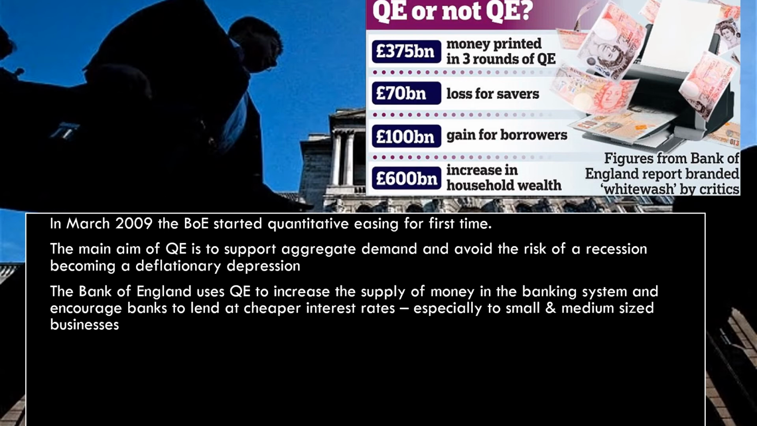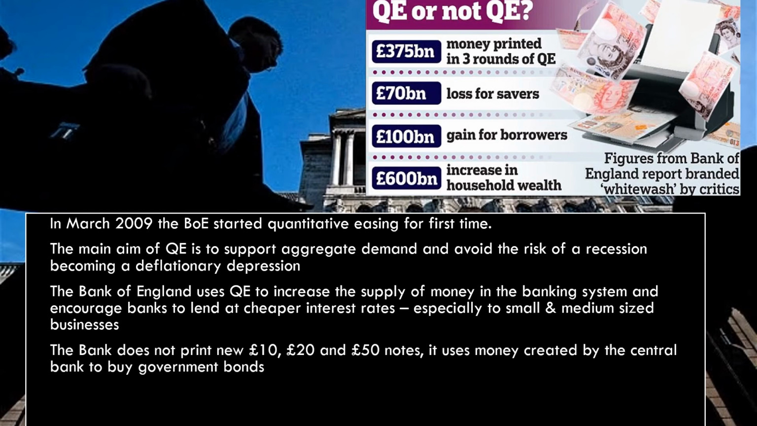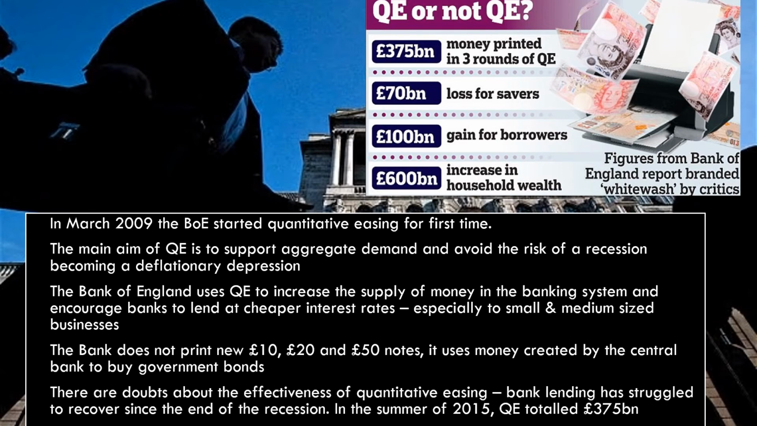As we said, they increased the money supply and the banking system encouraged banks to lend at cheaper interest rates. They don't do this by printing new money, they do it all electronically and then use that money they've created to buy government bonds. There's been doubts about whether this has been effective because following the recession and following the use of QE, economic growth rates were still quite low.